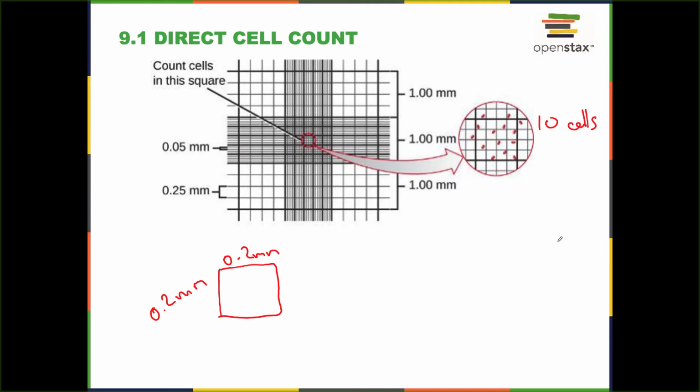Hopefully we know how to calculate the area of things, length times width. So we go 0.2 times 0.2 in our calculator. So we have an area of 0.04 millimeter squared. Again, who cares if you don't know what a millimeter squared is? 0.04 millimeters squared. So that's the area of our square. Good so far? Let's hope so.